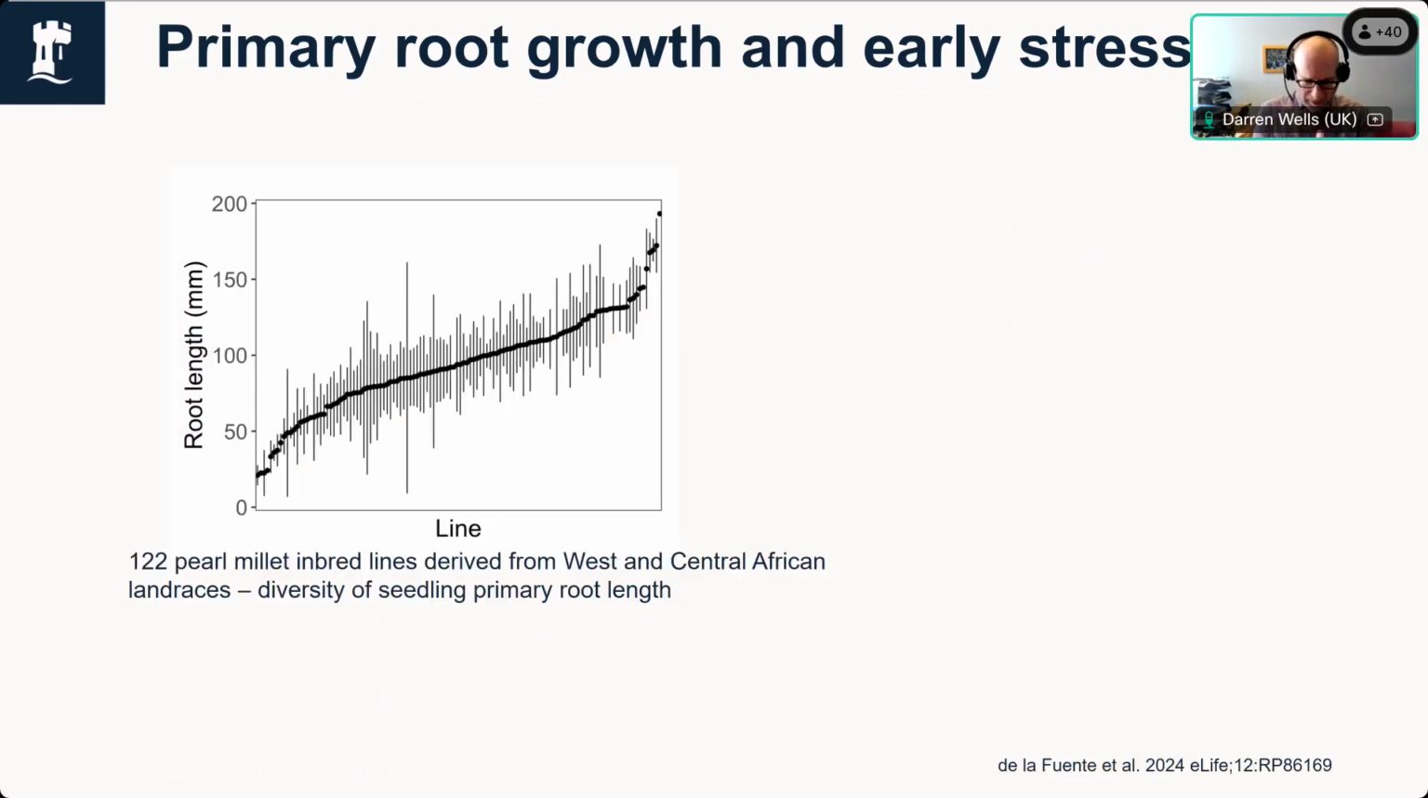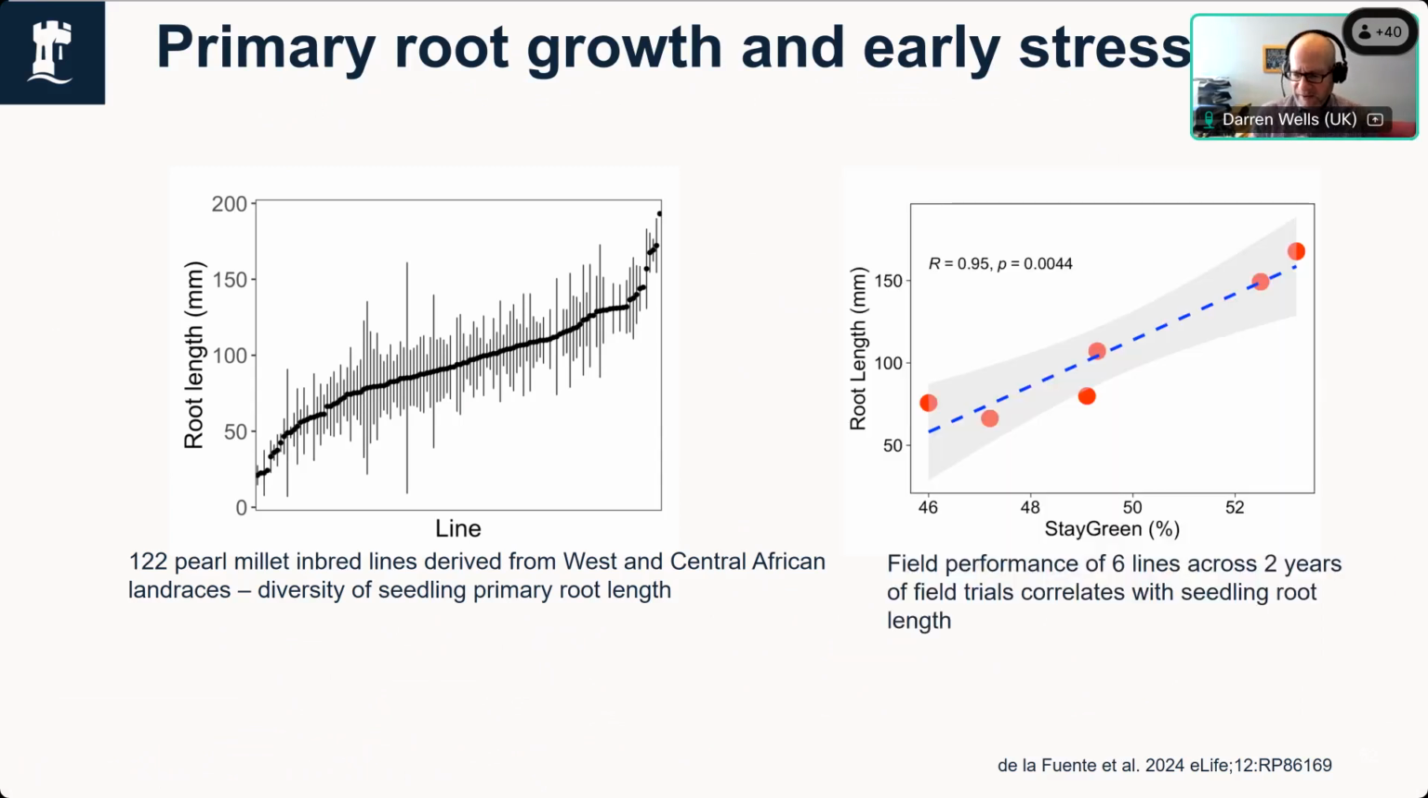And some work by Carla de la Fuente, again from Laurent Laplace's lab, again using the 2D system at Nottingham, looked at millet inbred lines, 122 lines in a panel, and there's a nice diversity in primary root length of seedlings, which they correlated back to primary root growth. They then did a field trial of a subset of those lines that varied for primary root length. And over those 2 years, field performance correlated incredibly well with root length. So they had an advantage in the 2 years of the field trials they did if they had a primary root that grew nice and long.